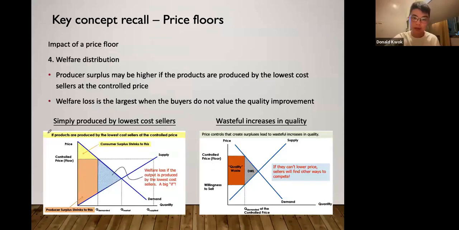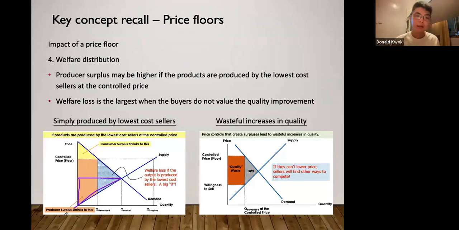We have two allocation methods here: simply produced by the lowest cost seller, or wasteful increases in product quality. The first note: producer surplus may be higher if the goods are produced by the lowest cost seller. If there's no regulation yet, then this purple triangle will be the producer surplus. But under the effective price floor and the allocation method simply produced by the lowest cost seller, the producer surplus will become this orange trapezium. There'll be some gains and losses, meaning that the producer surplus has an uncertain change.